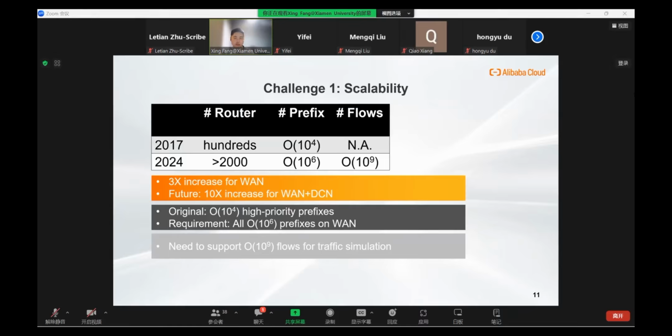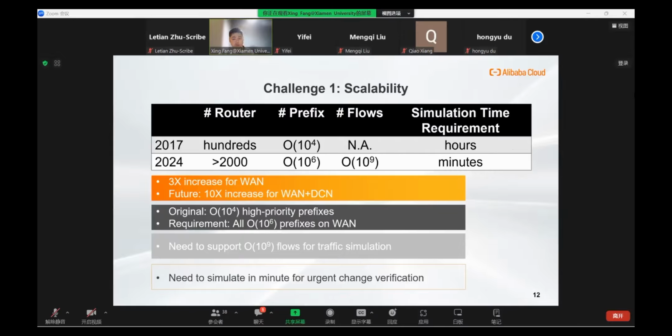Third, with the introduction of traffic simulation, Hoyan now has to simulate billions of flows, and it should be efficient across the entire network. However, the required simulation time for Hoyan has dropped significantly from hours to just minutes in order to support urgent change verification requests. As a result, the original architecture of Hoyan could no longer handle such a large-scale network.